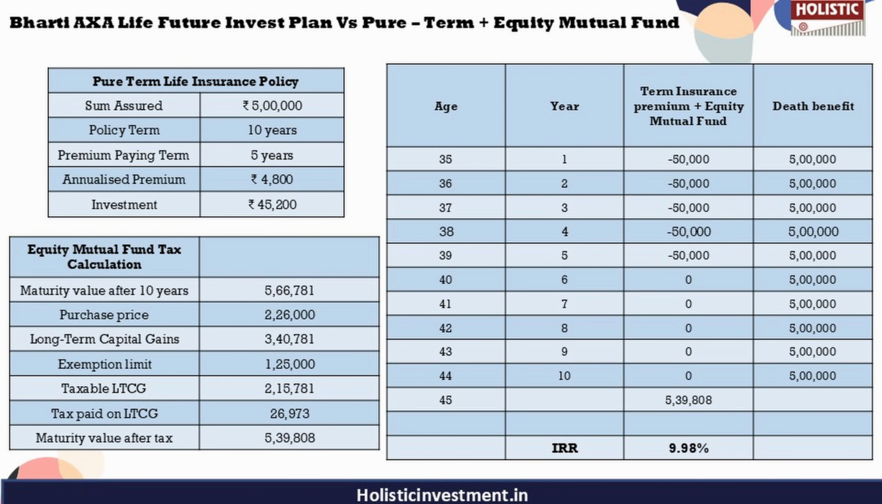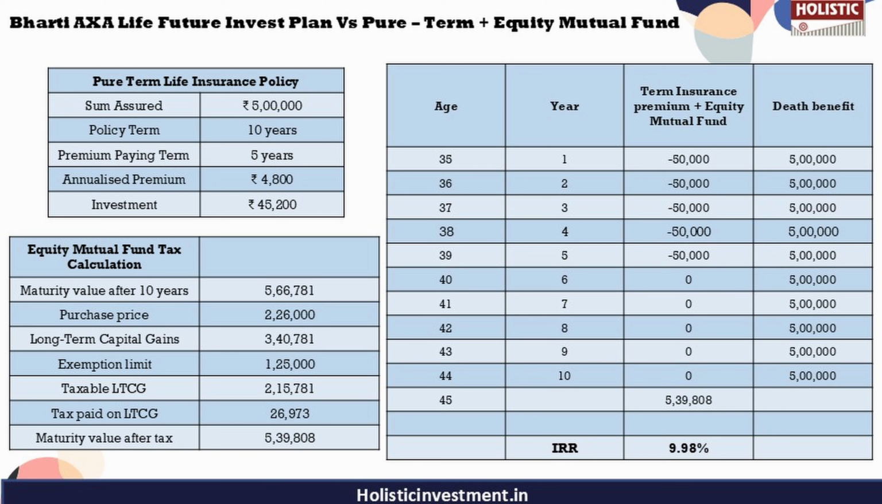So here what we are going to do is, in the previous scenario, the plan included a life cover of 10.5 lakhs. Here we are going to take a comparable pure term life insurance policy offering the same cover, which would cost you only 20,700 rupees for a 20-year term with a 5-year premium payment period. This approach frees up 79,300 rupees annually, which can be invested according to individual risk tolerance.